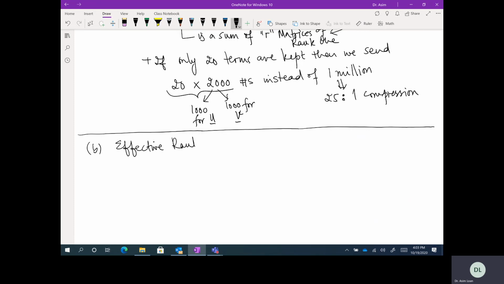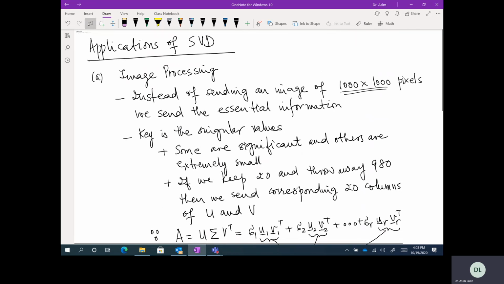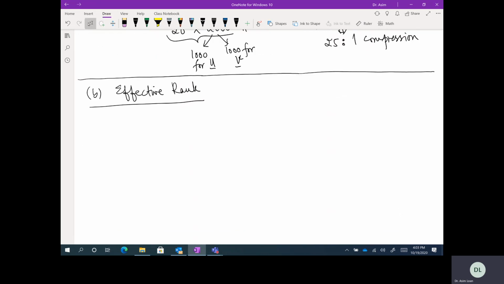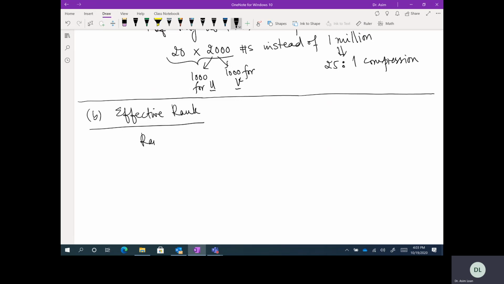Second is the effective rank. How do you compute the effective rank of a matrix? The first one was image processing, and then we have effective rank. So we know the rank is the number of independent rows or columns, and this is also the number of pivots, right?